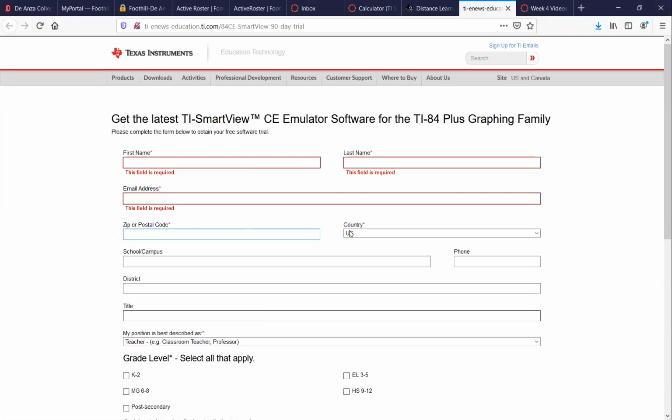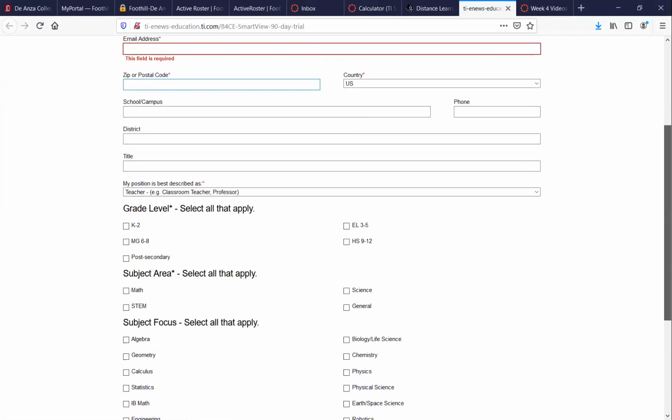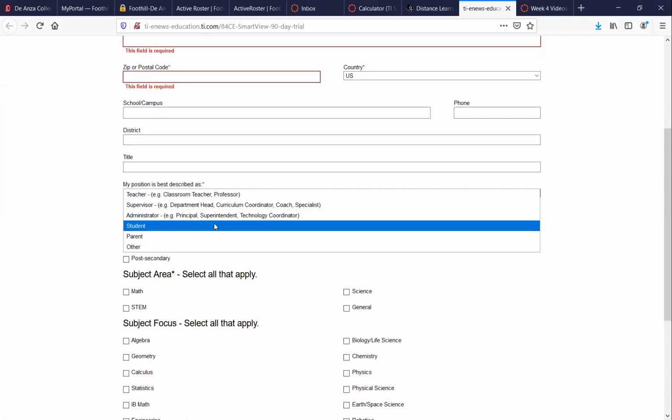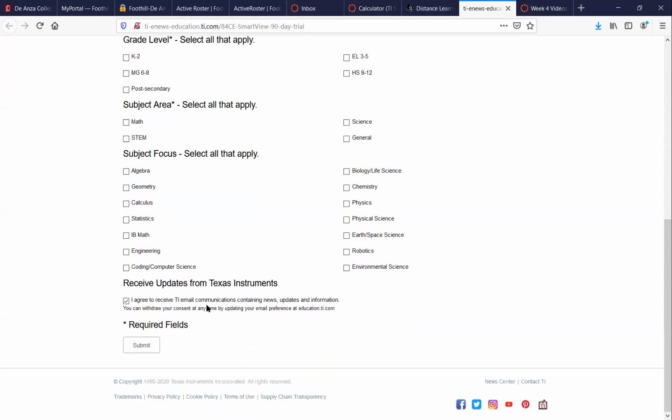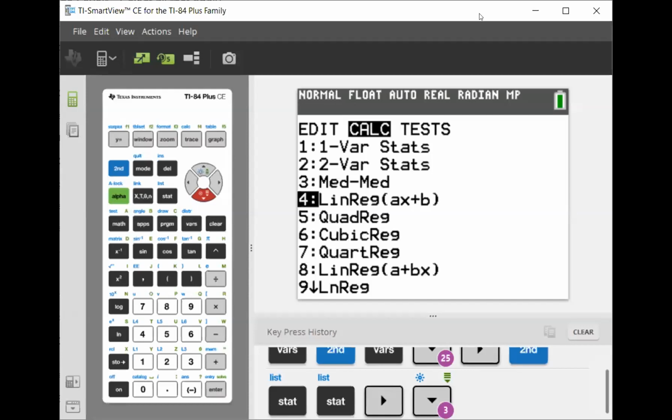You don't have to enter anything where there isn't an asterisk. Then your role is student. And finally, I agree to receive TI email, and submit. It downloads a TI-84 emulator for you. So you download the software, you install it on your computer, and this is the online emulator that you have. It is free for 3 months.